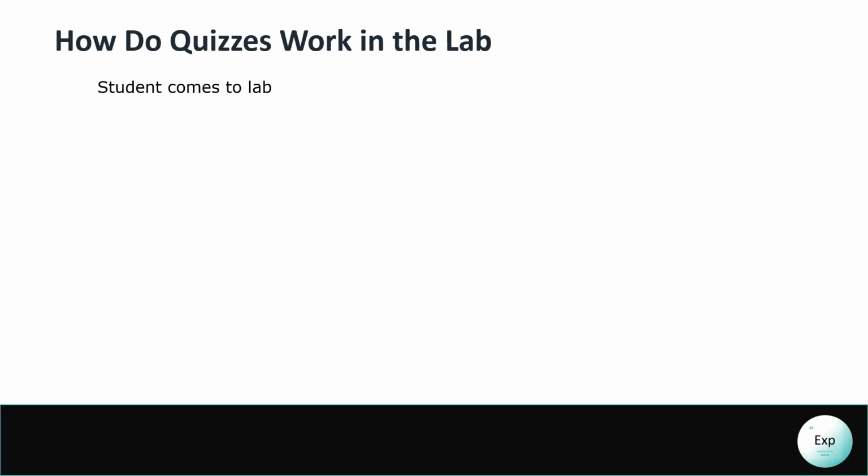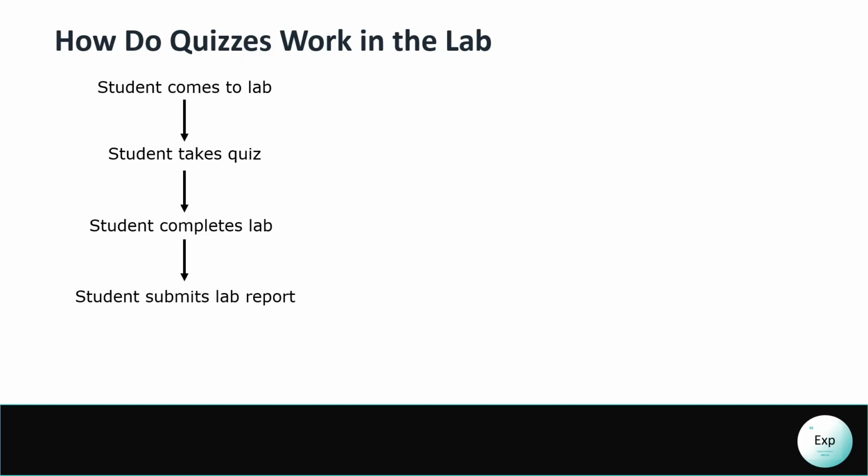In our experience, this is how quizzes tend to work in the lab. The student comes to the lab, then the first thing they do is take a quiz. Then, regardless of how that quiz went, the student will participate in the lab experiment. Then, using the data they collected from the experiment, the student will write a report. And only the following week, when all of these steps are complete, will the student get a quiz grade.